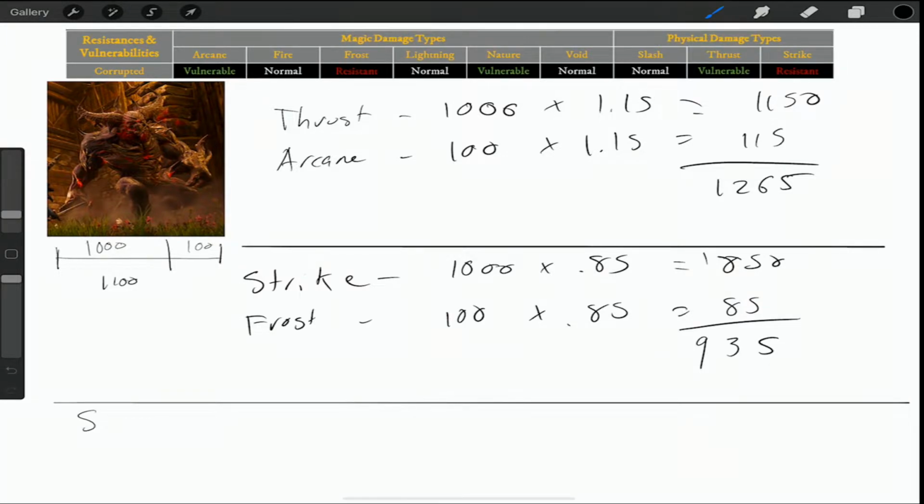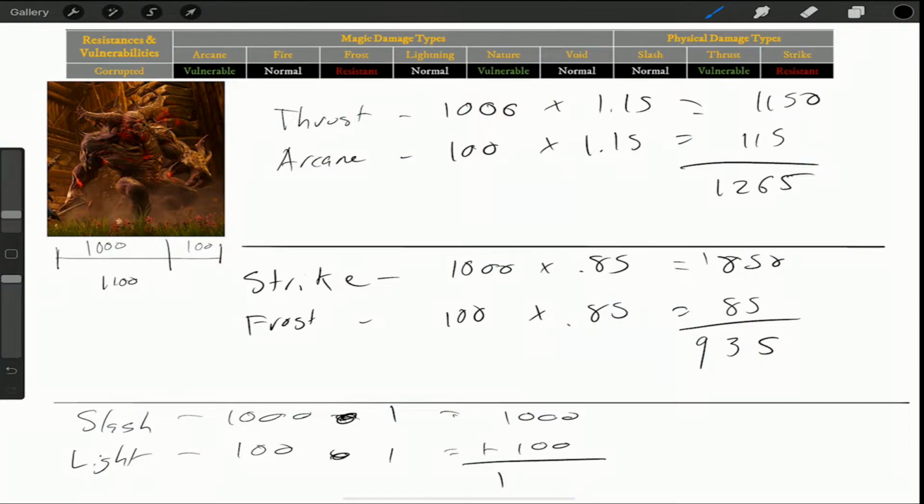So it's going to do slash and lightning. I'll just say as light. We're going to have 1,000 slash damage and 100 lightning damage. However, because they don't get modifiers, they're normal, we're going to be times 1, which is going to equal 1,000 and 100, which obviously is going to be our original damage stack of 1,100.